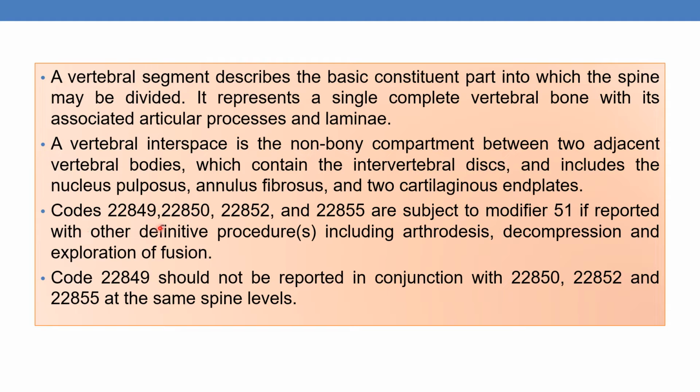So coming to the instrumentation codes, 22849, 22850, 22852 and 22855 are subject to modifier 51 if reported with other definitive procedures including orthodesis, decompression and exploration of fusion. And code 22849 should not be reported in conjunction with 22850, 22852 and 22855 at the same spinal level. So these are some of the guidelines for spinal instrumentation. Basic guideline is 62 modifier should not be appended to instrumentation codes. And whenever other definitive procedures like orthodesis, decompression and exploration of fusion are performed along with spinal instrumentation, you need to append 51 modifier.